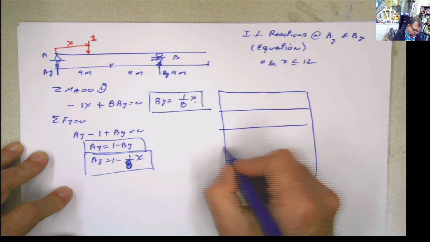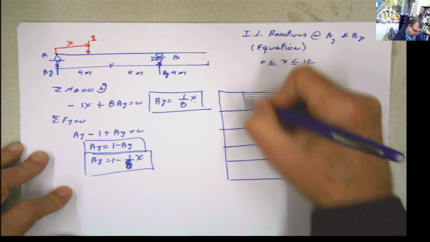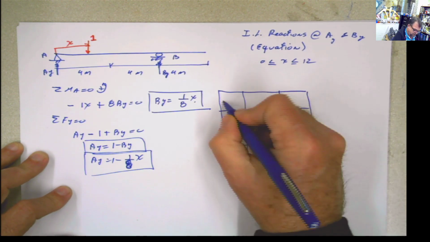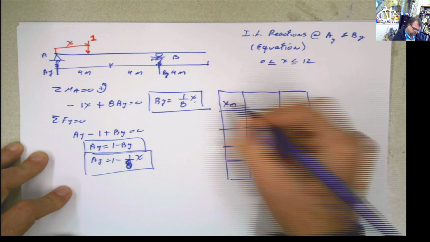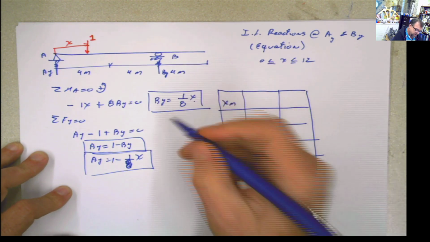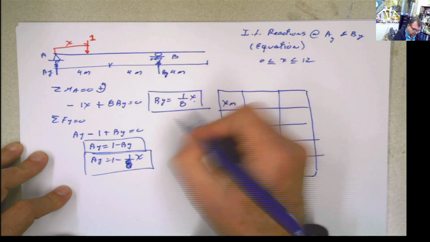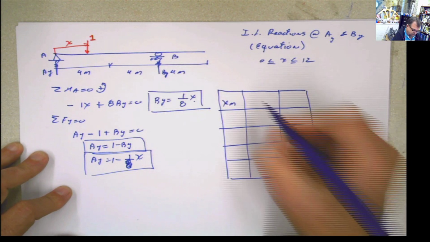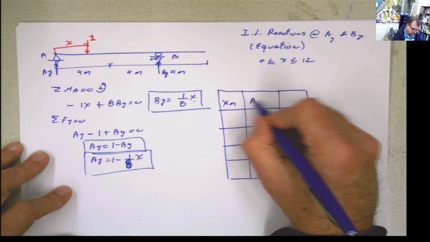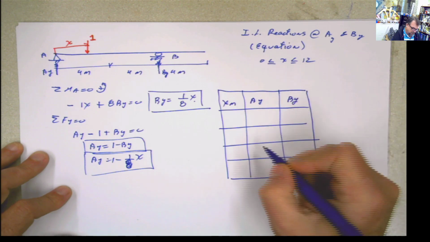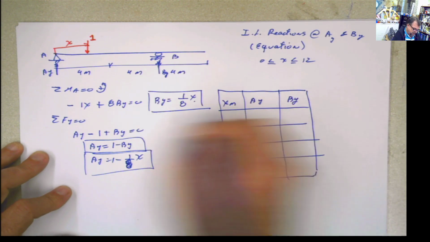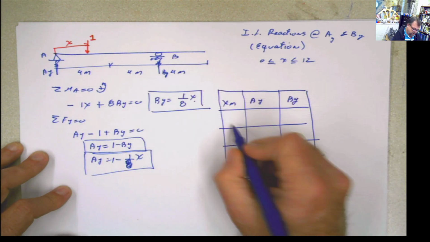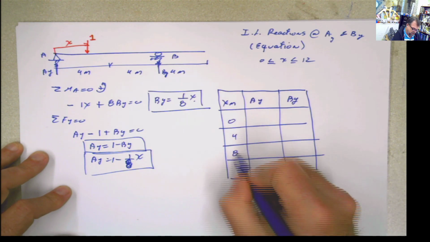Here, x in meters. Of course, you should have here some units like meter in the denominator, so they cancel out, but this is obvious. So AY and BY. And then you start applying the equation for x equals 0, 4, 8, and 12.